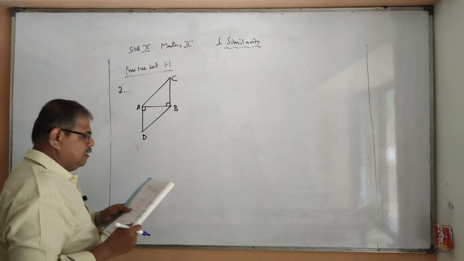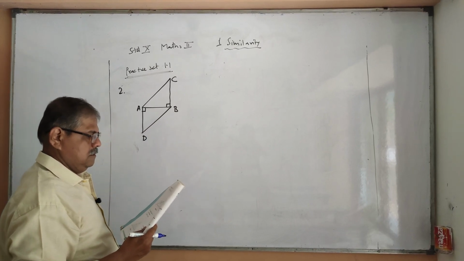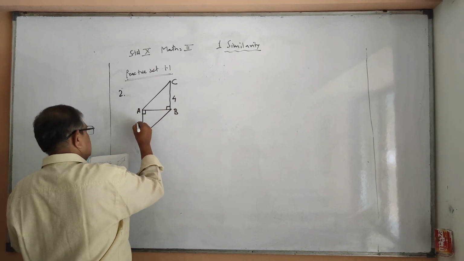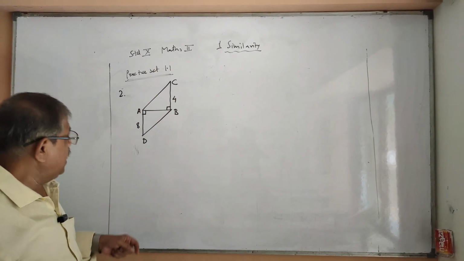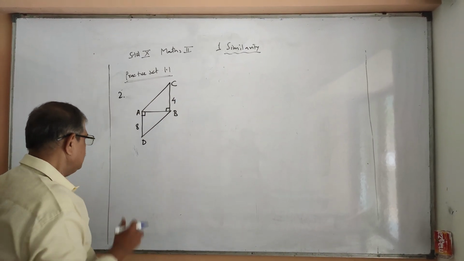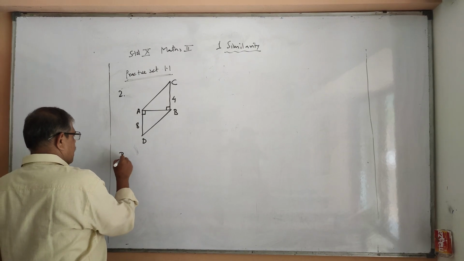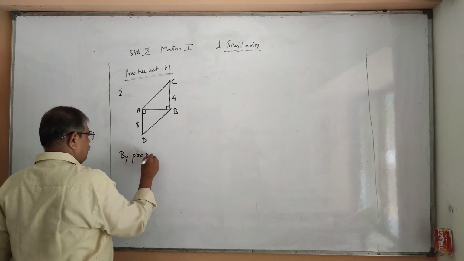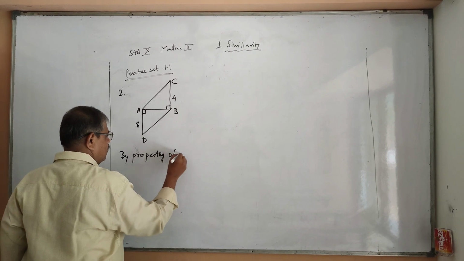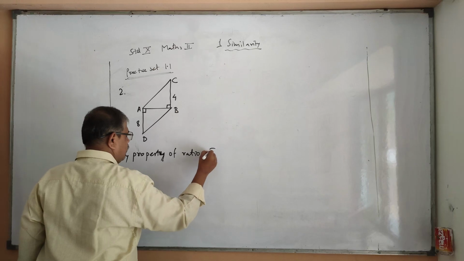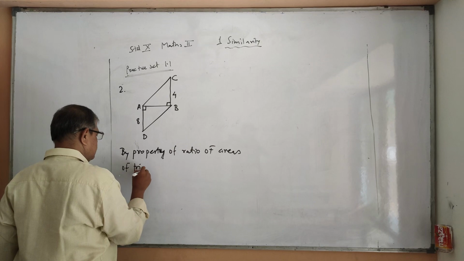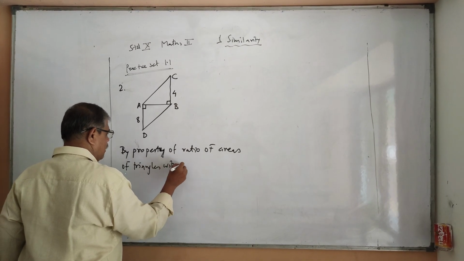Okay. Now see here, if you observe the figure, what do you observe? Can anyone tell me? Yes, base BC is common in both the triangles. Correct? And so here I can apply the property of ratio of areas of triangles with common base.